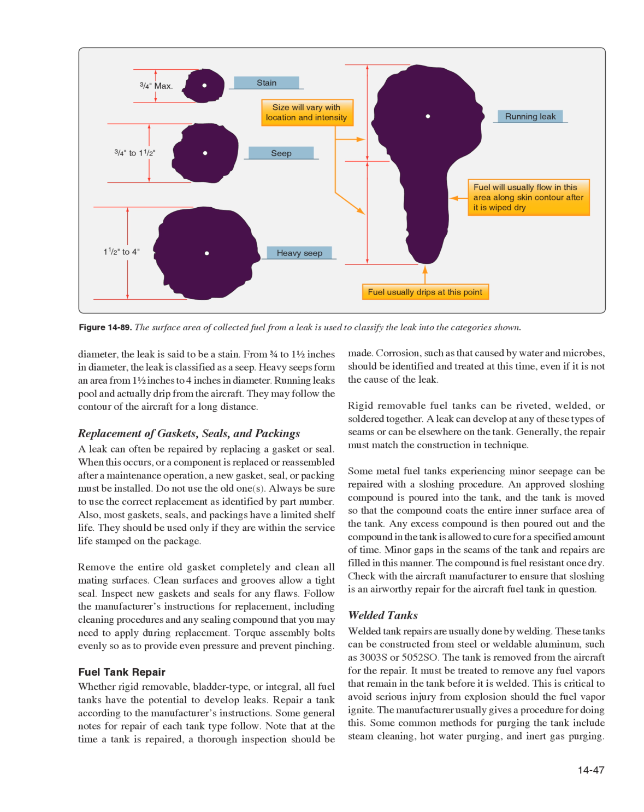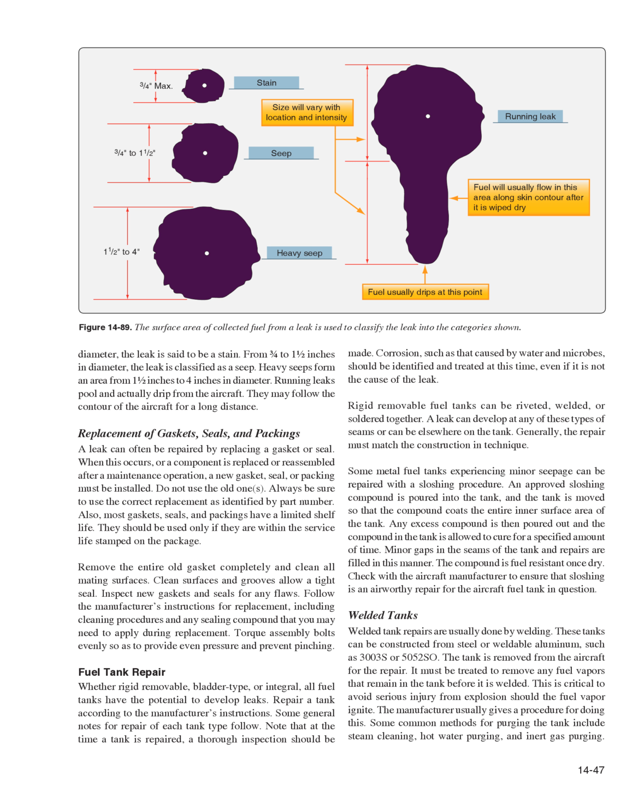Remove the entire old gasket completely and clean all mating surfaces. Clean surfaces and grooves allow a tight seal. Inspect new gaskets and seals for any flaws. Follow the manufacturer's instructions for replacement, including cleaning procedures and any sealing compound that you may need to apply during replacement. Torque assembly bolts evenly so as to provide even pressure and prevent pinching.